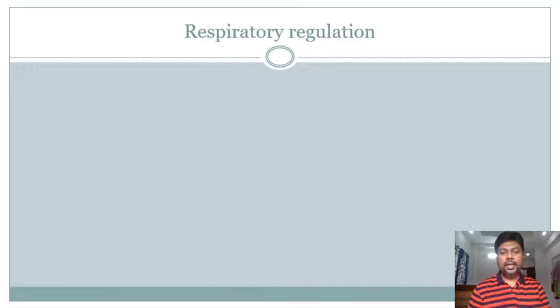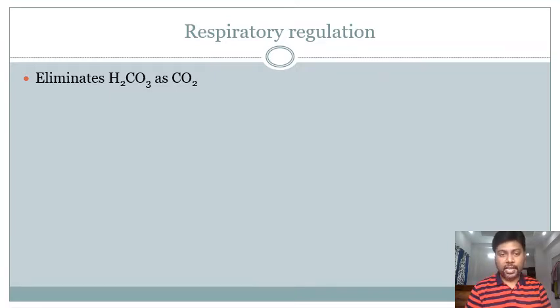First, let's start with the respiratory regulation. As a result of metabolism, large quantities of acids are produced in our body. These acids can be broadly classified into two types. One is volatile and the other one is non-volatile acids. In this, the volatile acid, that means the carbonic acid, is removed from the body as carbon dioxide by our lungs. So this is its role in maintaining the acid-base balance. So how this excretion of carbon dioxide varies according to the blood pH, we will discuss in detail.